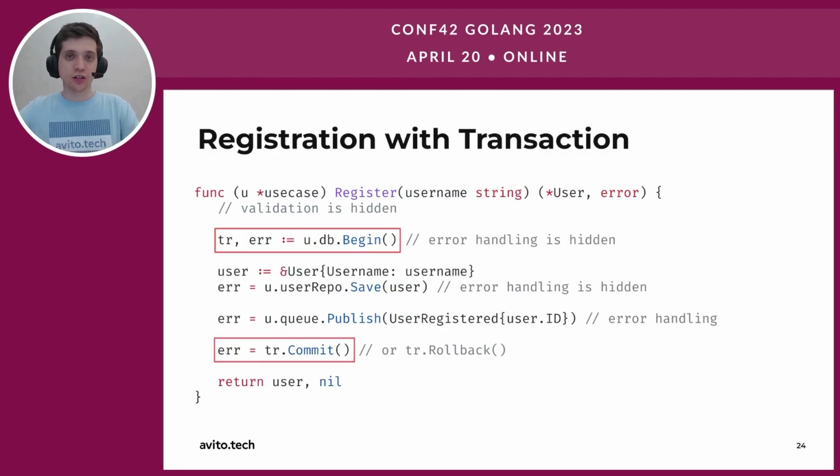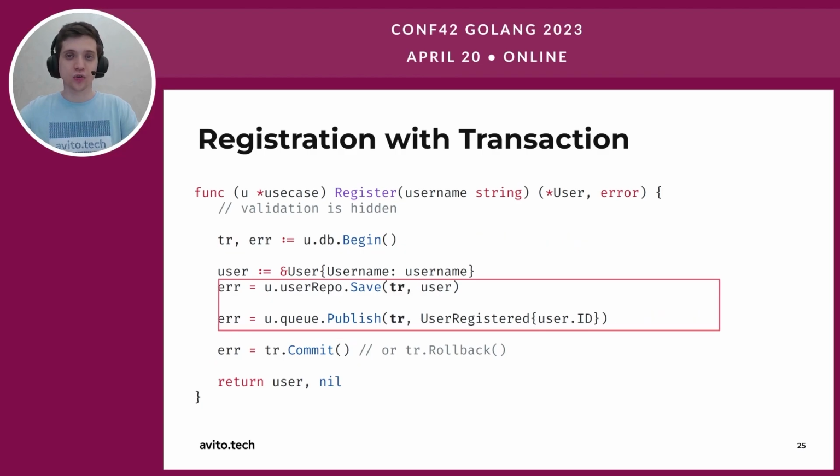Let's cover saving data and publishing with a transaction to prevent it. These are just two lines. The first one is to begin the transaction and the other one to commit. But we should explicitly pass the transaction to the repository and publish method.